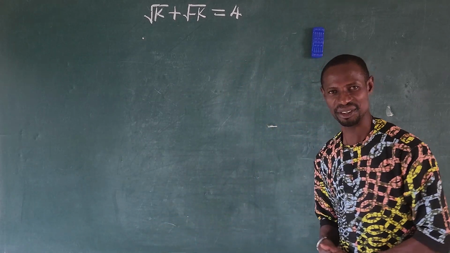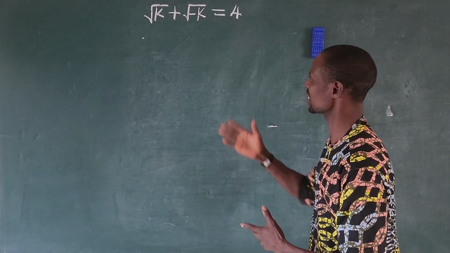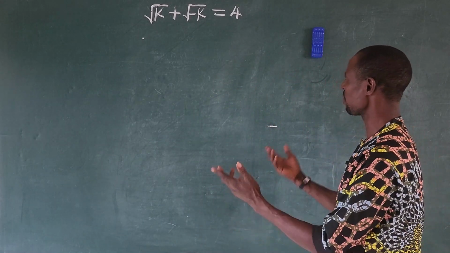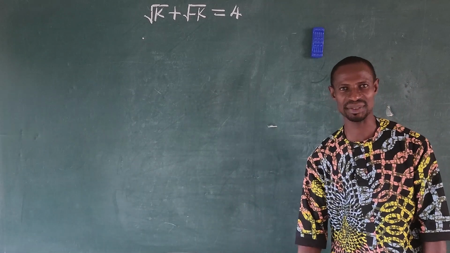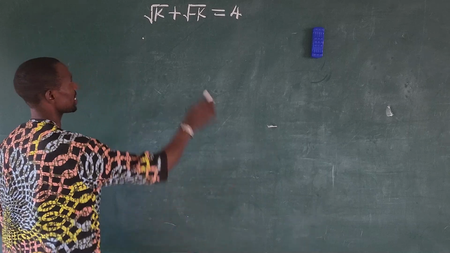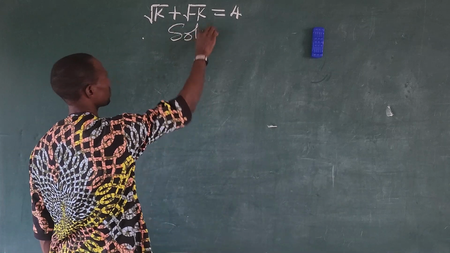Look at the question for us here. It's another simple one. The question is: the square root of k plus the square root of minus k equals 4. What is the value of k that will satisfy this equation? Easy, right? So let's take this step by step. First thing, solution.